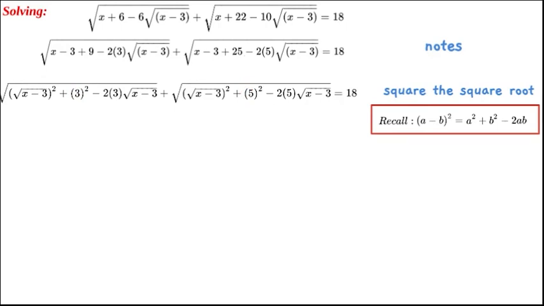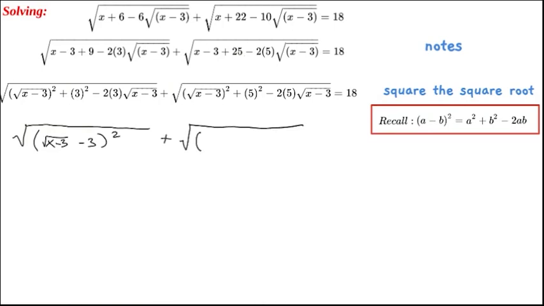So let's format this in that order. We're going to have the square root of the square root of x minus 3 minus 3, all squared, plus the square root of the square root of x minus 3 minus 5, all squared, and that's equal to 18.